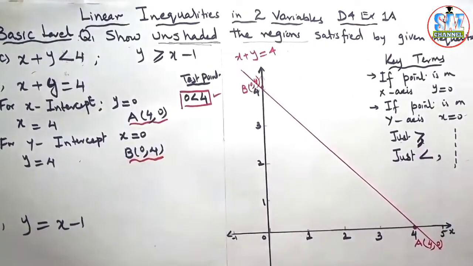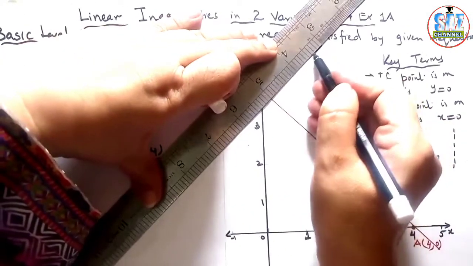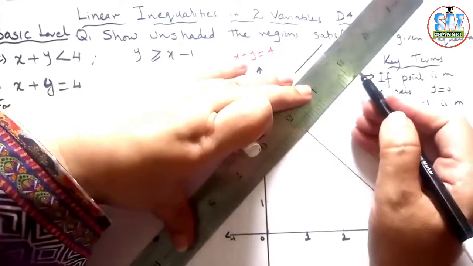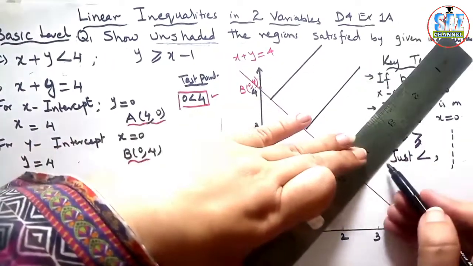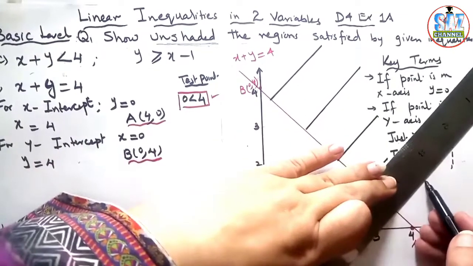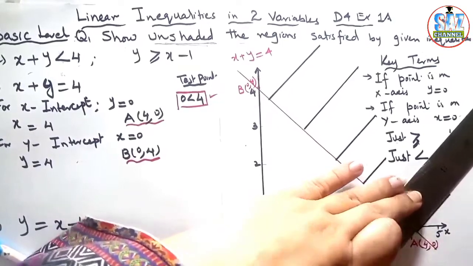So I will be shading above this line. We have to shade in the opposite direction. So I hope you're clear about the shading of this line.